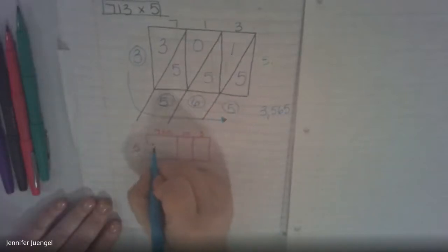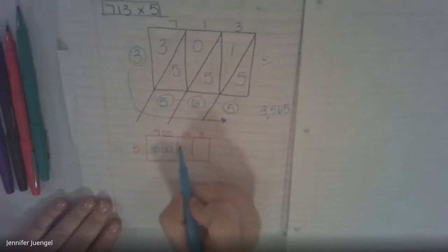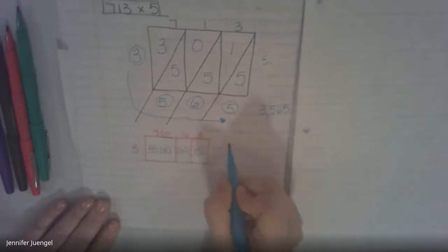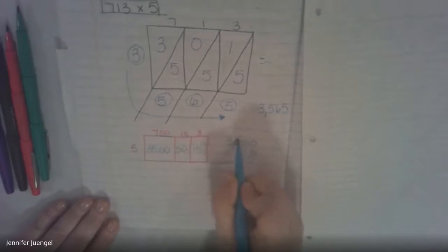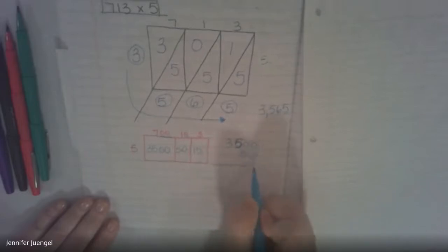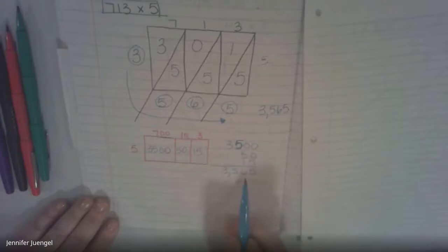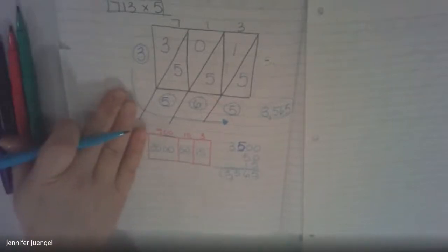5 times 7 is 35, and there are 2 zeros. 5 times 1 is 5, and there's 1 zero. 5 times 3 is 15. So if I do my addition, like I always do, 5, and that's 5. 5 plus 1 is 6. 5 plus 0 is 5, and 3 plus 0 is 3. 3, 5, 6, 5. We're good to go. So I know for a fact that my lattice multiplication is correct.